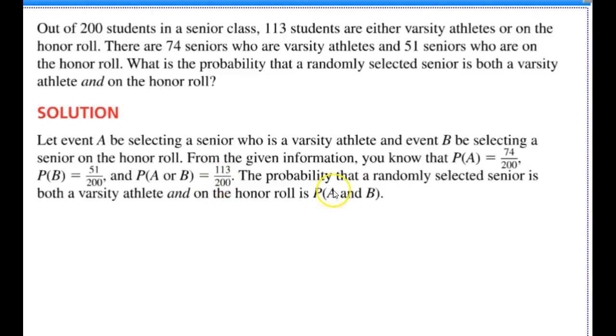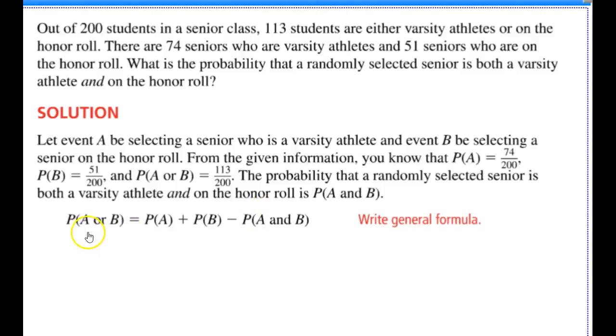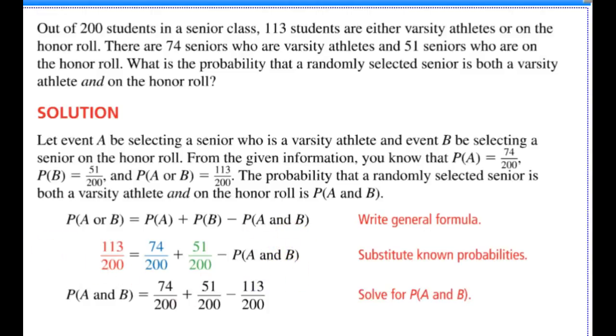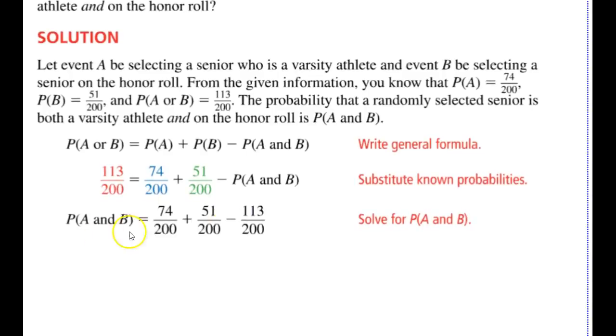So now I have to figure out the probability of both, of A and B. I know that the probability of A or B is equal to the probability of A plus the probability of B minus the probability that they're both. This is the same general formula that I've been using. I just know different pieces of it. So now let's plug in what we know. It's 113 over 200 equals 74 over 200 plus 51 over 200 minus this overlap. And we're trying to find the overlap here.